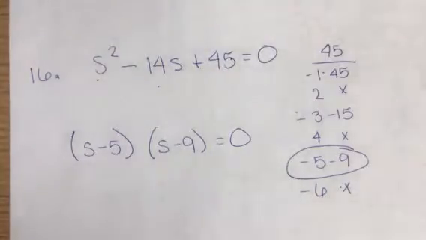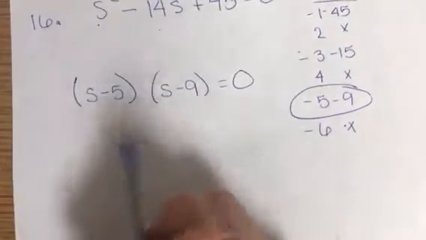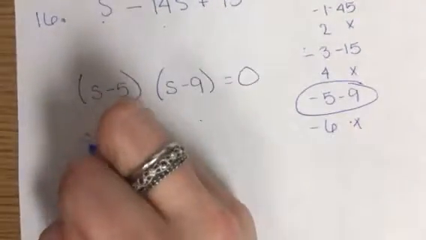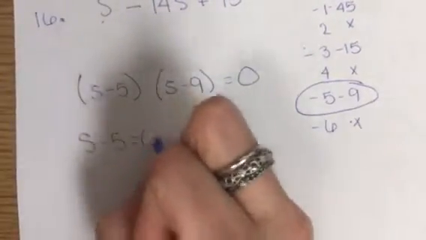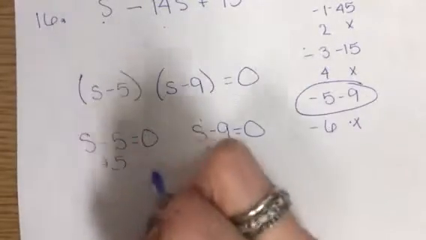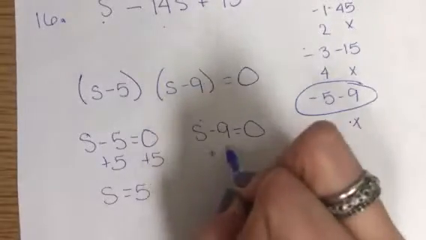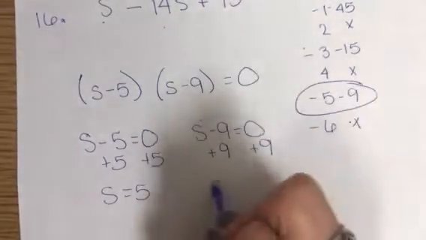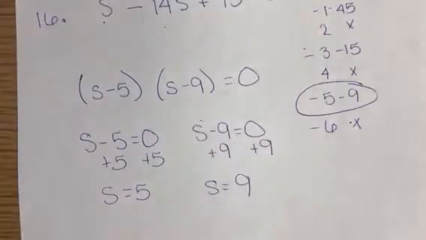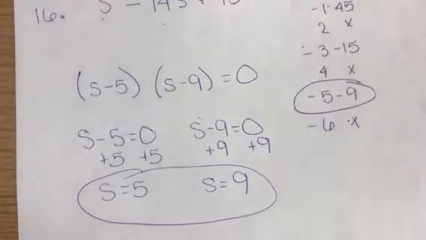Okay, we said once we have these binomials, we'll just set each binomial, each thing that's being multiplied, equal to 0. So I want s minus 5 equals 0 and s minus 9 equals 0. So if I solve that, I'll get s equals 5 and s equals 9. So my answer for the problem will be s equals 5 or 9.